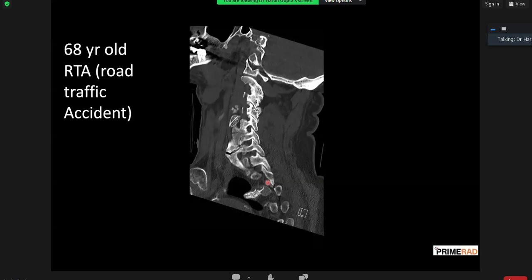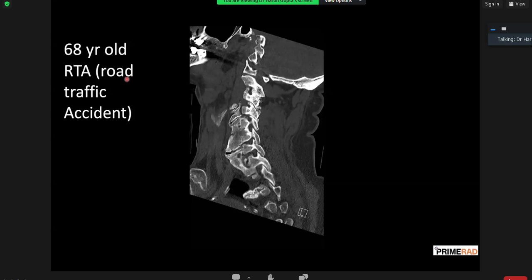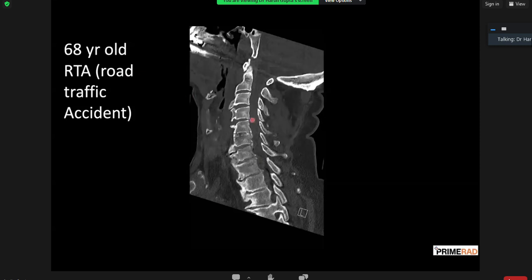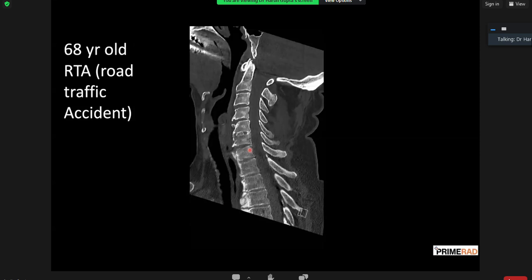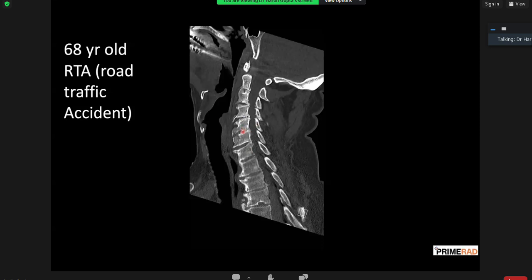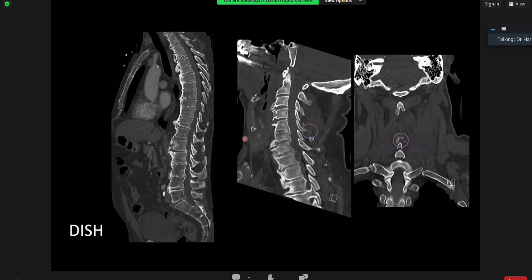Now, this is another case. We see it in practice all the time. A 68-year-old, road traffic accident. What you see here is extensive DISH type changes. There is extensive diffuse ossification all over the spine, making it really difficult because there is degenerative change and all this ossification, making it very difficult to pick up fractures. Therefore, it is very important that you never sign off a trauma CT scan without looking at the reformats. When you look at the reformat, it shows a small fracture here.